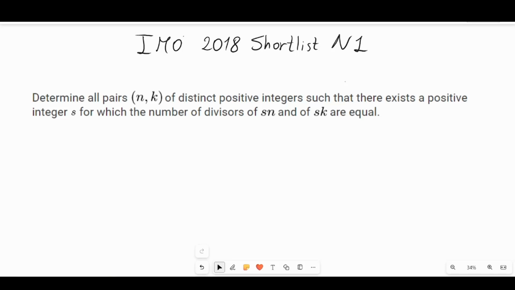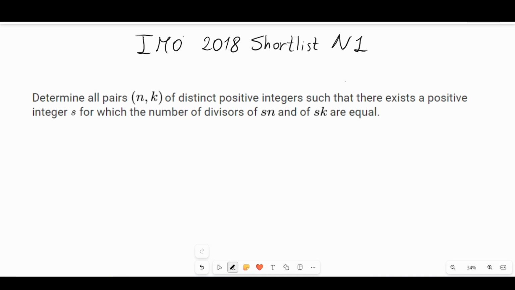Hello, today I will solve IMO Shortlist 2018 problem N1, which was one of the hardest N1 in the IMO history. In this problem, we need to determine all pairs of positive distinct integers n and k such that there always exists a positive integer s such that the number of divisors of s times n and s times k are equal.